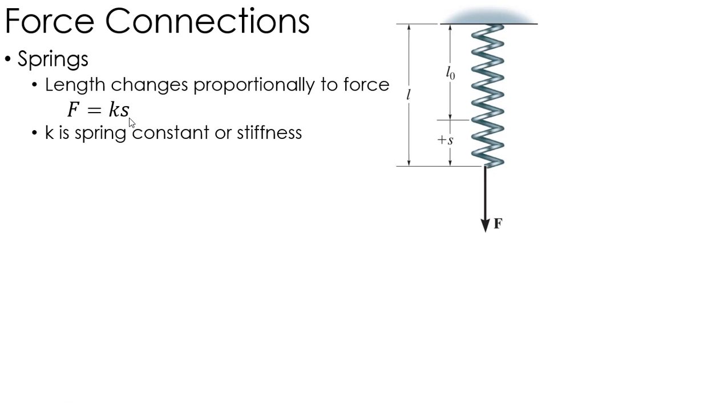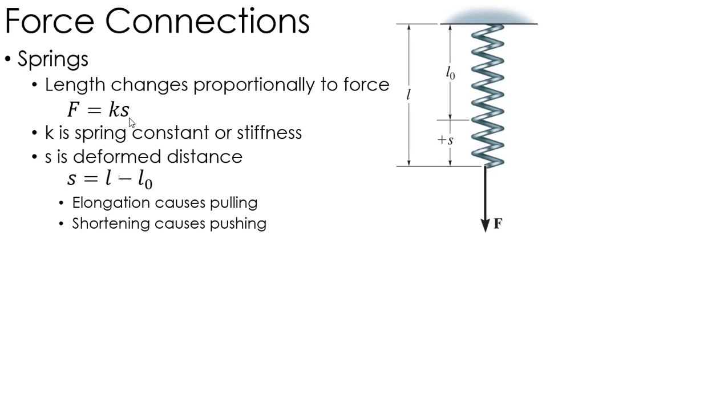So the bigger K is, the more force it's going to take in order to get that thing to change its length. S is what we call the deform distance, which is L minus L naught, which is the current length, L, minus the unstretched length or the undeformed length, L naught. So S is the difference between those two. And if this spring is being elongated, it's requiring a pulling force to get that spring to do that.